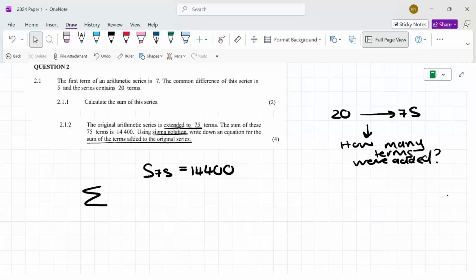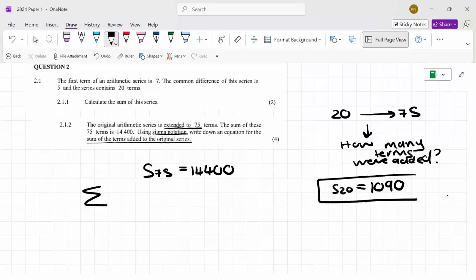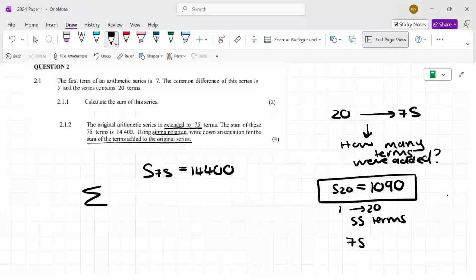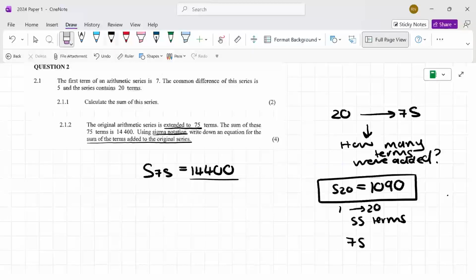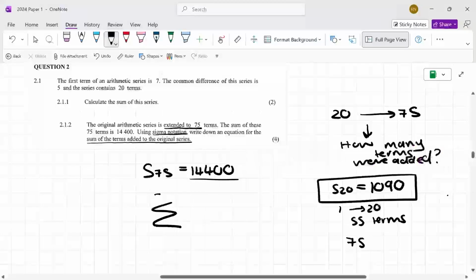Right. So we found that the sum of the first 20 terms was 1090. This was the first 20 terms. They started at term 1 and went to term 20. Then we added 55 terms, and now we have 75 terms. And when we add all of the 75 terms that we have, we now have this big number right there. Okay, so I want to represent the numbers that we added in terms of sigma notation. So sigma notation means that we are going from 75, right?